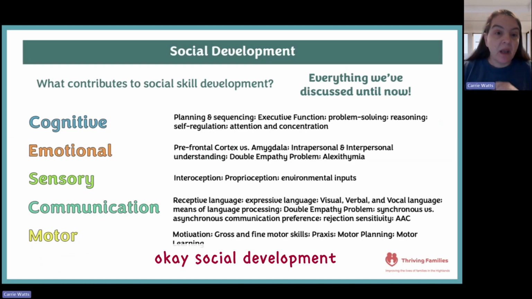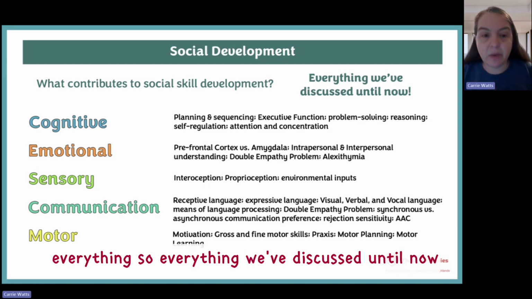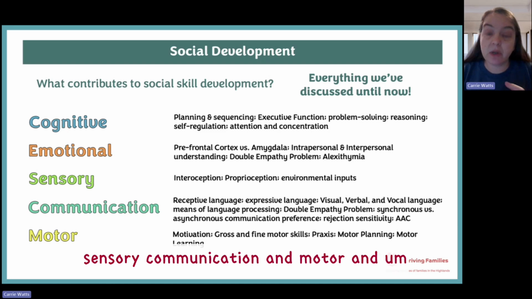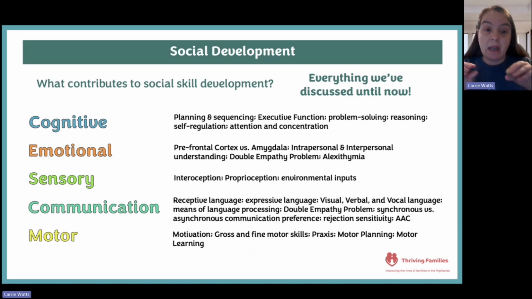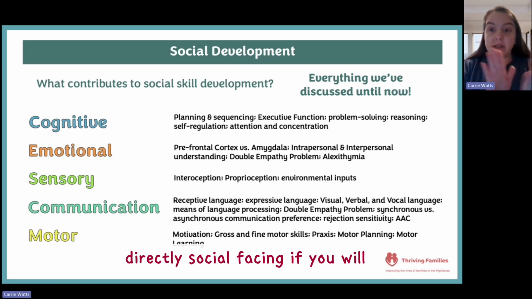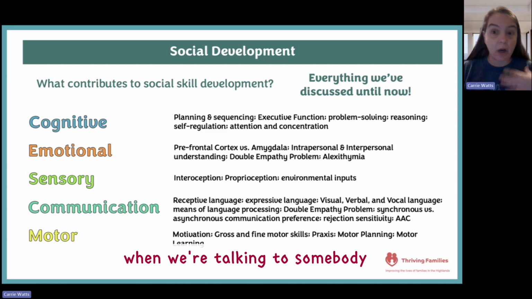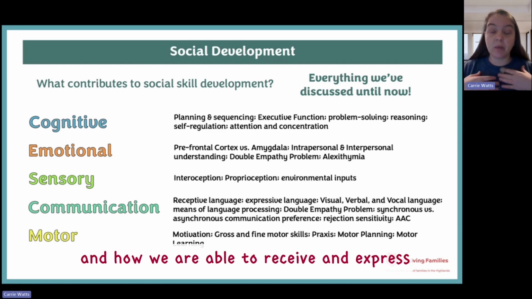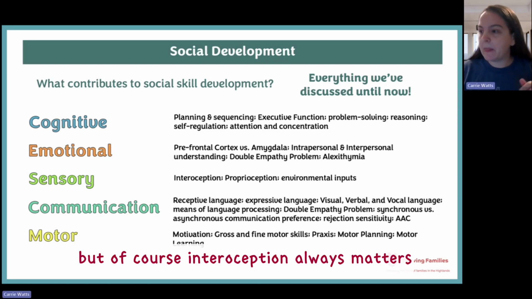Okay, social development. What contributes to social skill development? Everything. So everything we've discussed until now: cognitive, emotional, sensory, communication, and motor. And importantly, with social development are probably the emotional and the communication aspects, because those are the ones that are most directly social facing, if you will, like how we manage our emotions when we're talking to somebody and how we are able to receive and express communication. But of course, interoception always matters.